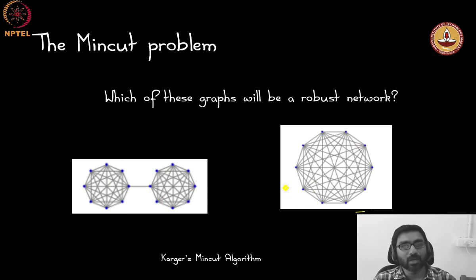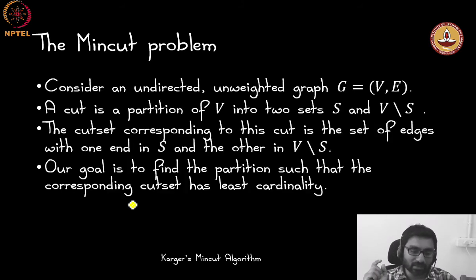Even if you want to isolate one node, you will have to destroy all the incident edges, and that's a lot. On the contrary, if you look at the graph on the left, and if this is a network, you only have to delete that one link and you have disconnected this network. This makes this network very brittle. So you want to find out how brittle, or how easy to break, your network is. And so we formalize it in the following way.